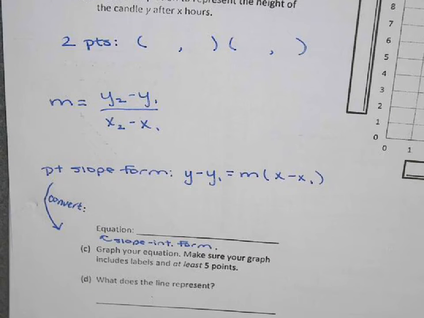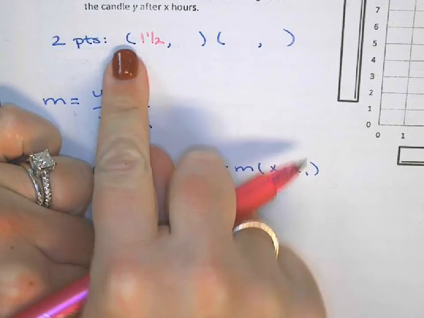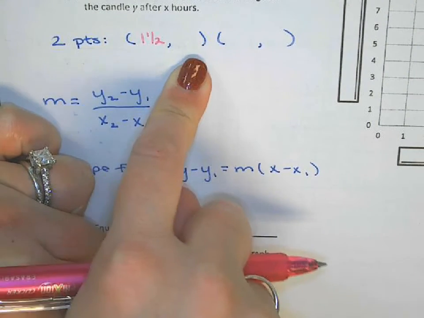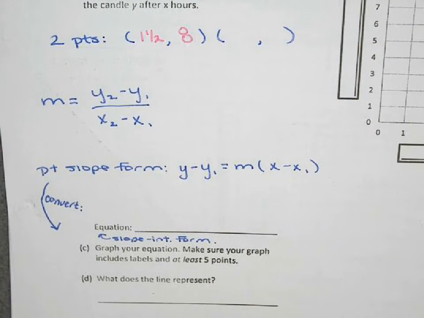So, give me one of the points. What would be one of the points? 1.5 and 8. 1.5 is our x because that's going to be time. 8 is our 8 inches tall, so that's your height, so that's going to be your y. So that's 1 point. 1.5 comma 8 is 1 point. What would the other point then be?